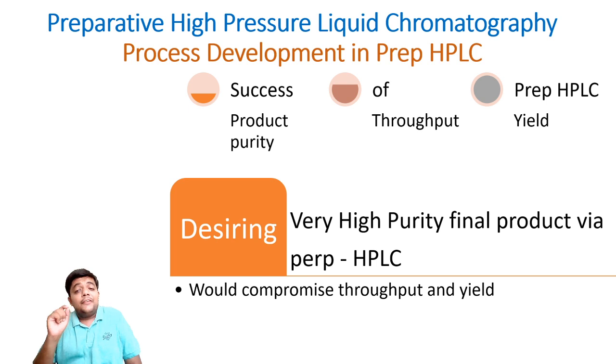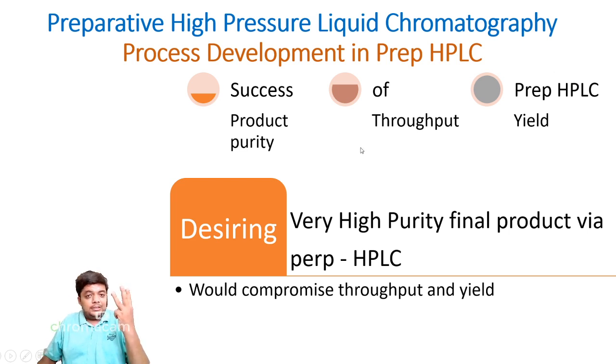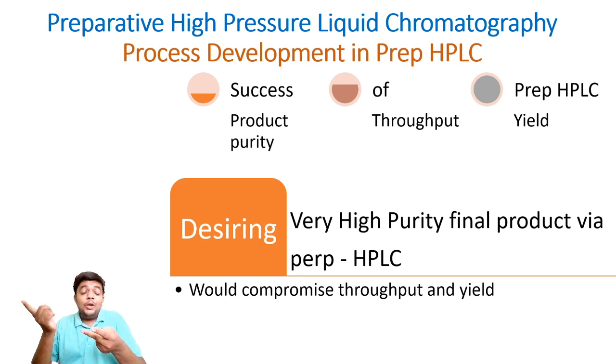Preparative high pressure liquid chromatography has a very good process development. Remember very well, when you are desirous of a high purity final product, then never think of high yield. Success of prep HPLC is dependent on three factors: product purity, throughput, and yield. If I am desirous of a very pure product, then yield might be less. And if I am thinking of a high yield, my purity might be low. So you have to compromise yield to get a very pure product, and you have to compromise purity if you are getting a high yield.